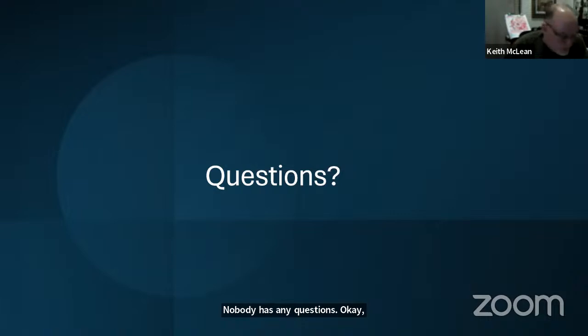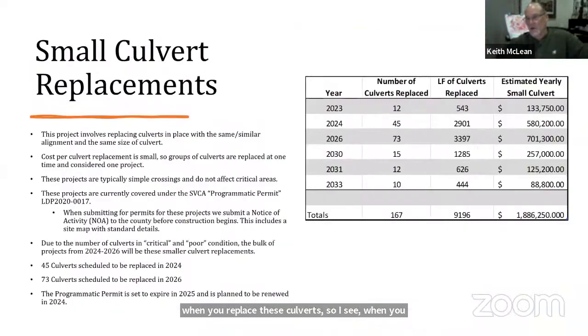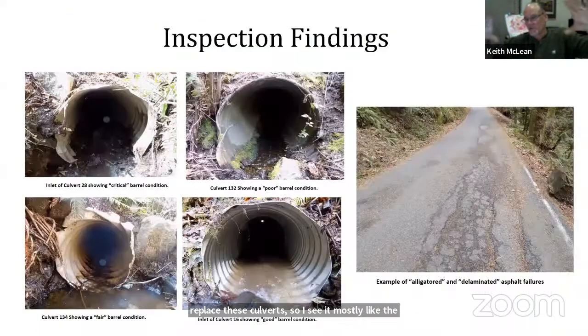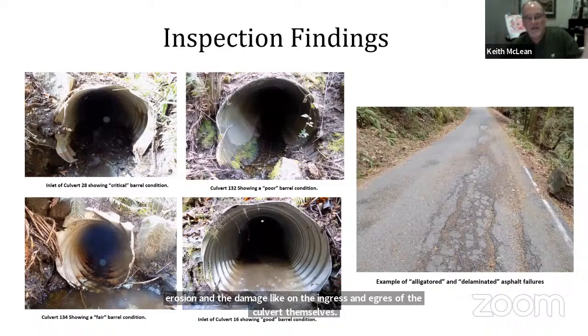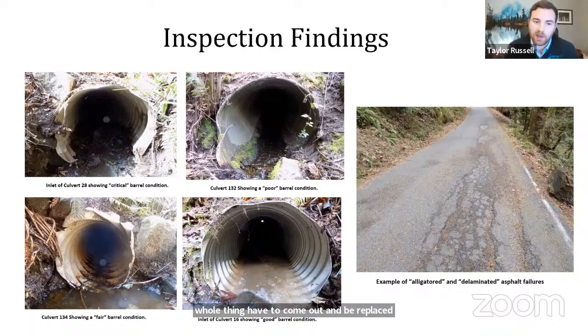So I'll start. The first question I have: when you replace these culverts, I see mostly the erosion and the damage on the ingress and egress of the culverts themselves. Is there a liner or something that you can just reshape the end of that and stick in there, or does that whole thing have to come out and be replaced? In most of these cases, the whole thing has to be taken out and replaced.